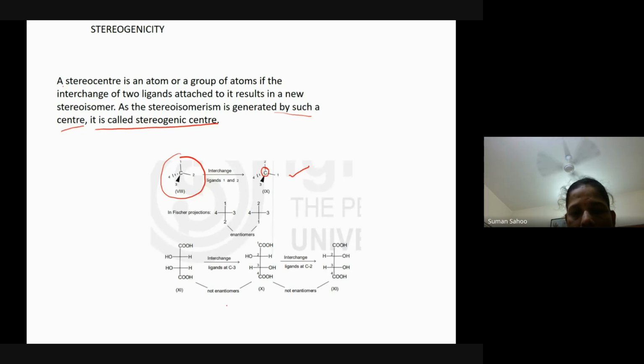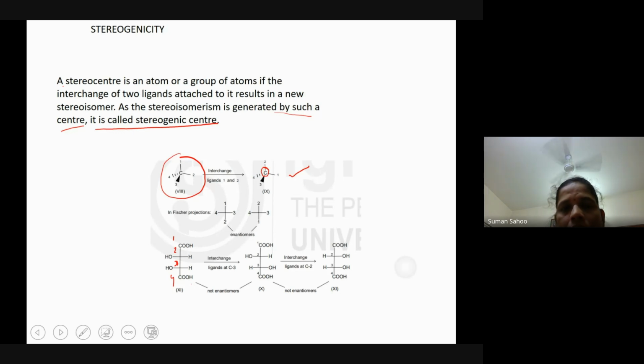If we check this one, in this case, this is your mesotartaric acid. So you interchange your ligands at C3. 1, 2, 3. This is your 4. So here OH is on the left side. Just interchange the ligands at position number 3. In this case, if you are interchanging your ligands at C3, these are not giving you your enantiomer.